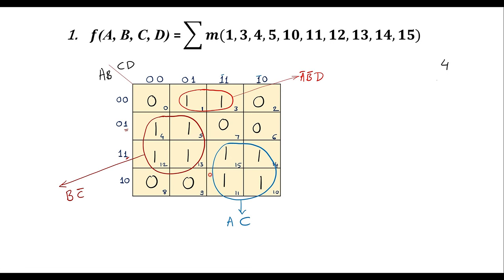So now here we can see that this one is already covered. We can cover this one also with this one. We can make a pair here. In that case, the value of this will become, it covers these two rows. The common is 0, which is A bar. And here it is C bar D.